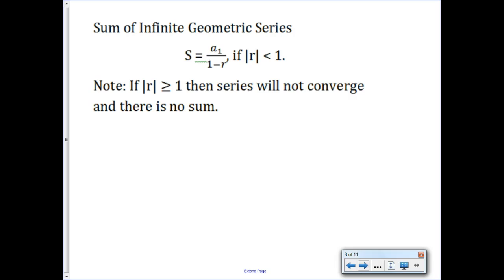Our first term divided by 1 minus our ratio. And this only works if the absolute value of the ratio is less than 1. So if it's greater than or equal to 1, just like we saw in that first example, the series will not converge and there is no sum. It goes to infinity.